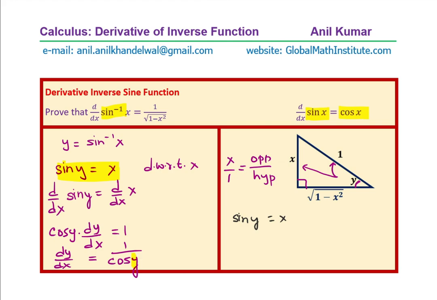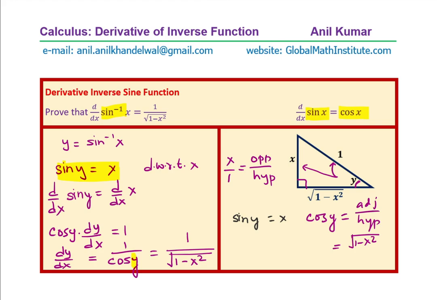Now in this particular triangle, can you tell me what is cos y equals to? Cos y is adjacent side over hypotenuse, right? And clearly it is equal to square root of 1 minus x squared, hypotenuse being 1. So that is what we are going to substitute now for cos y. And what do we get? We get 1 over square root of 1 minus x squared. Does it make sense to you?